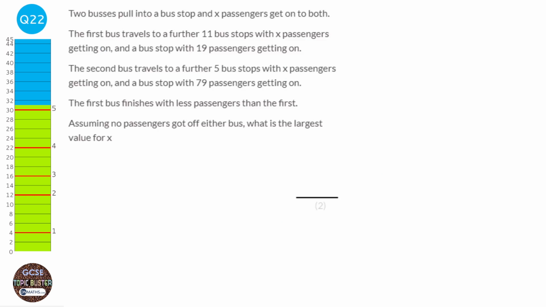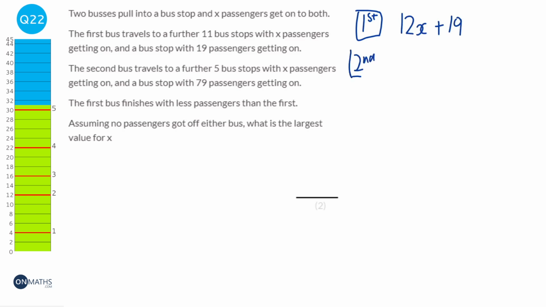So we're going to write an expression for the amount of people on the first bus. So they've started with x passengers and they've gone to 11 bus stops with x passengers. So altogether that is 12x. So we're going to have the first bus, and so we've got 12x, and then on the last bus stop 19 passengers get on, so plus 19. Now for the second bus, well, we start with x and a further 5x come on, because 5 bus stops with x passengers, so that's 6x altogether, and then 79 get on.